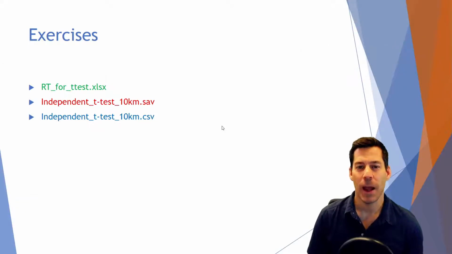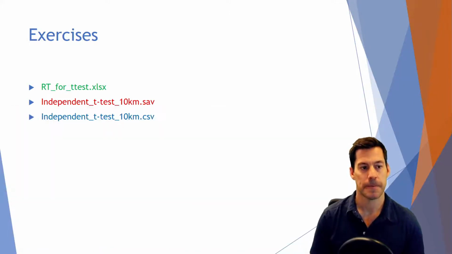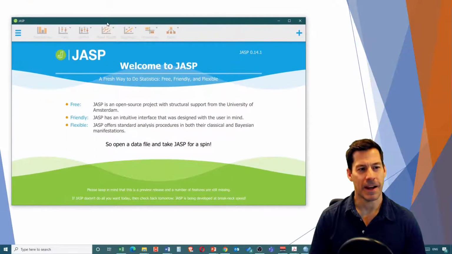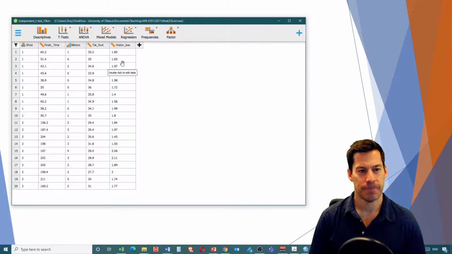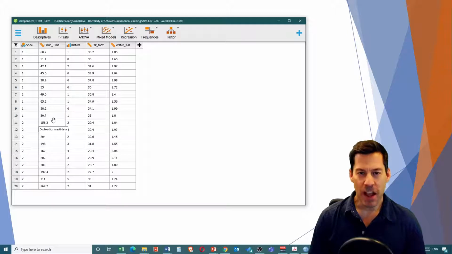Okay, so let's do a t-test in JASP. So we're going to use this time independent t-test underscore 10km.csv. So let's open that up in JASP. All right, now that JASP has opened up, let's open up that file. Okay, here it is. Now what we see, exactly the same as what we saw in SPSS. We've got our different types of shoes and our finish time. So again, JASP is pretty simple to use.